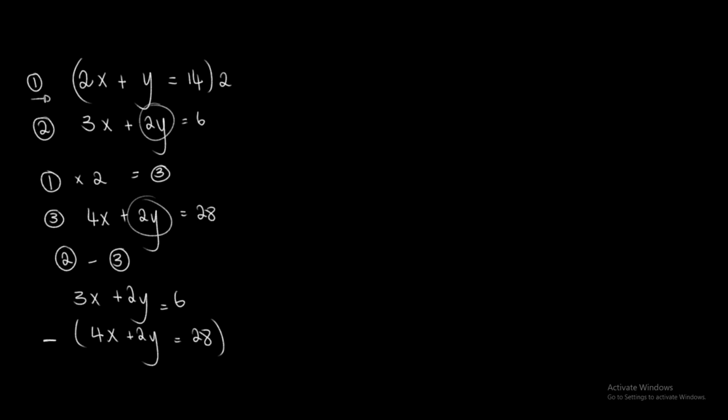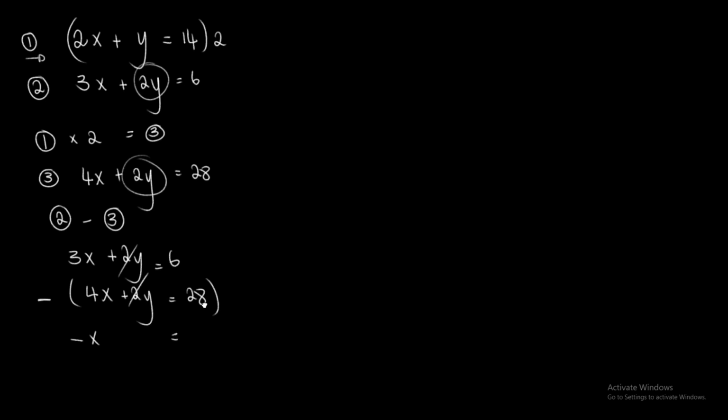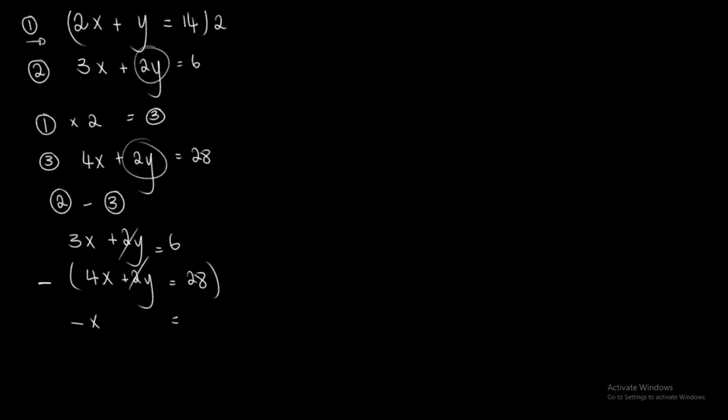Now, 3 minus 4 gives me negative x. These two cancel. We have 6 minus 28, that gives me negative 22. I want to divide both sides by negative 1, so I get x is equal to 22.